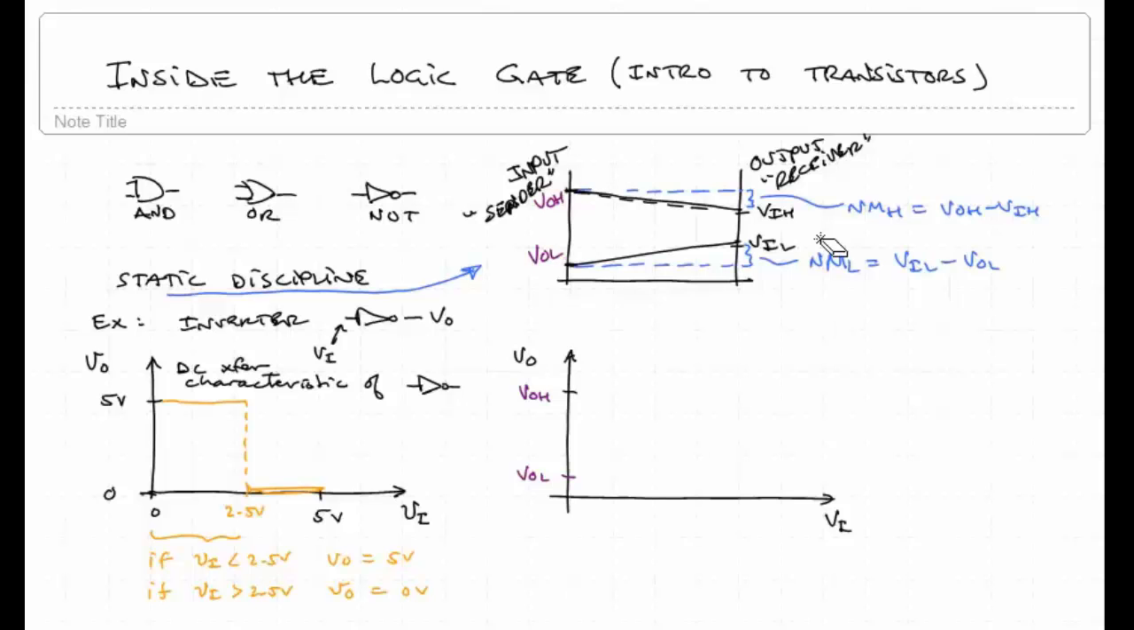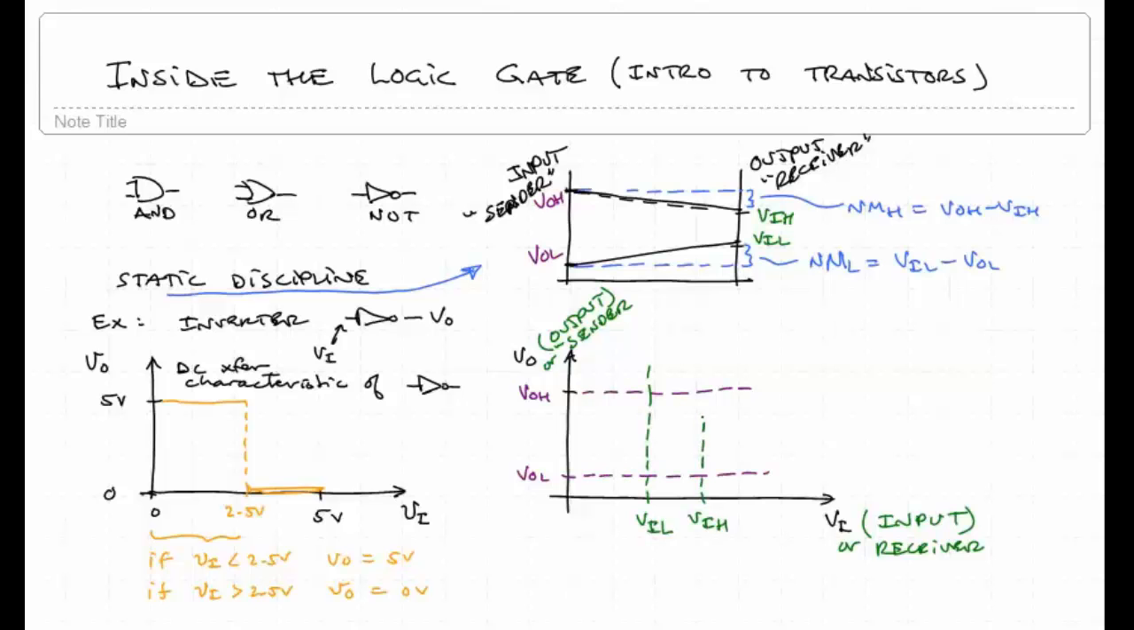I'm going to use some colors here. So we'll have VI low and VI high. Now this here is the input. The horizontal axis is input, or if you will, you could call it the receiver side. And the vertical axis is the output or sender. But in this context, we're talking about logic gates, so it's really input and output. So let me draw some dashed lines here, indicating these thresholds.